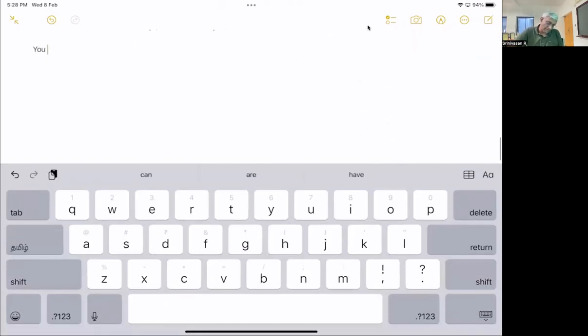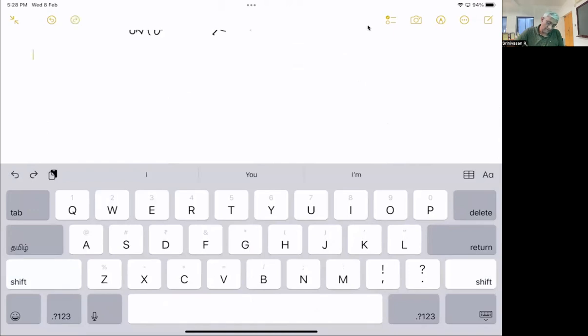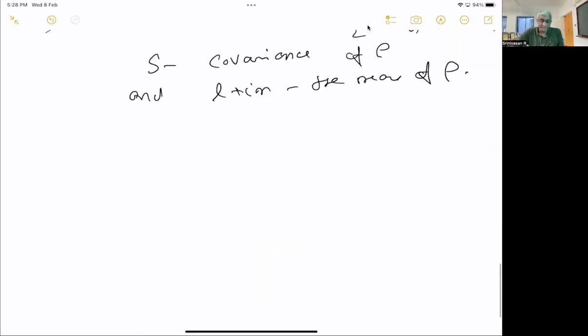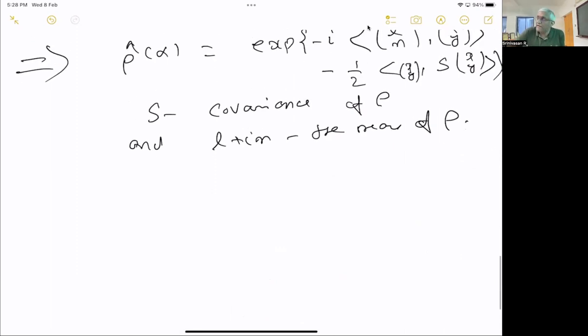Now we want to see what are all the possible values of S. We have already seen that S can be identity and the mean can be anything we want. So let's just make the remark. Let us observe the remark.